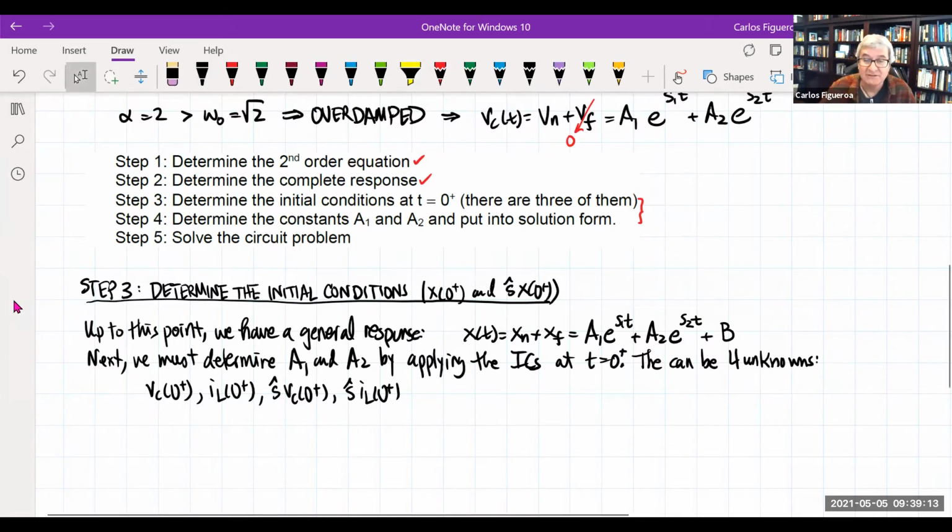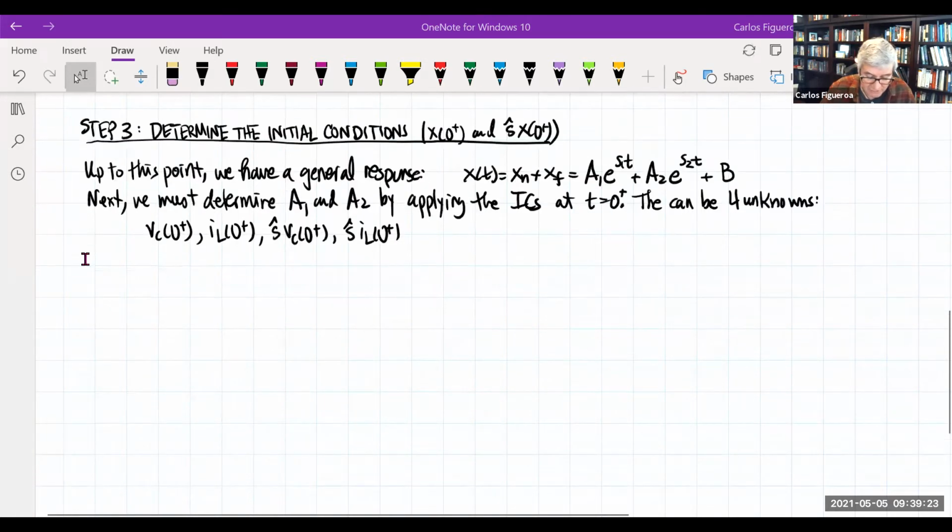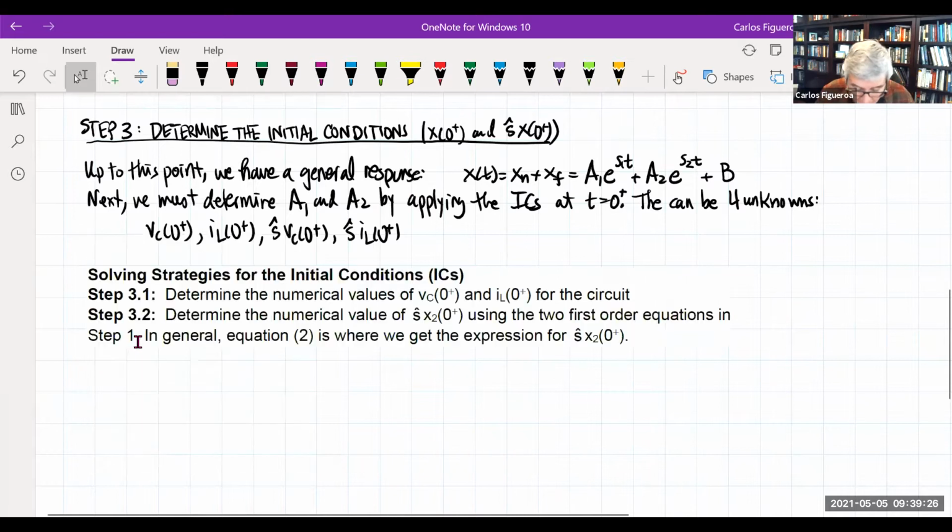And so the process of the strategies here are pretty straightforward. And they follow along the same lines as our previous strategies that we did with the first order circuits. So we got to determine the numerical values of VC and IL at 0 plus. But of course, we do this at 0 minus. Next, we need to determine the numerical value for the derivative of the variable that we're trying to solve for.